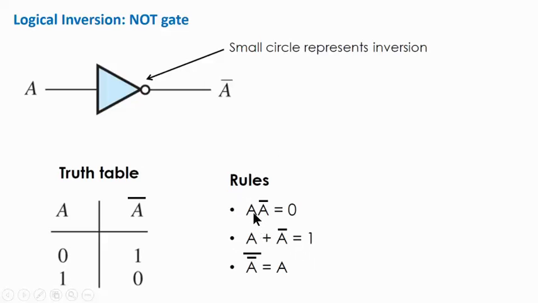So A times A complement is 0. Okay. A plus A complement is 1. And A double inversion is A. Okay, these are the rules that you should know.